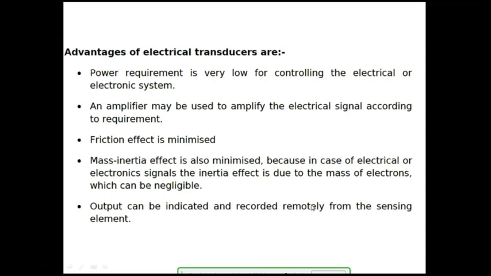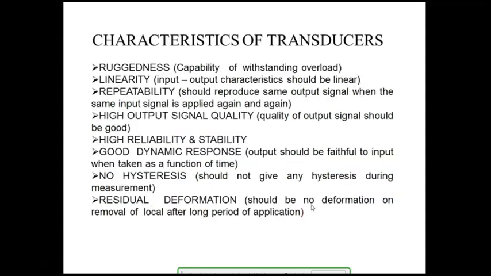The characteristics of transducers. There are different types of characteristics. The first one is ruggedness. The second one is linearity, which means the output is proportional to the input. Then repeatability: you check the values, and the output signal is the same again and again. The fourth one is high output signal quality. The quality of the signal should be good. Next is high reliability and stability, good dynamic response, no hysteresis, and the last one is residual deformation. So these are all the characteristics of transducers.